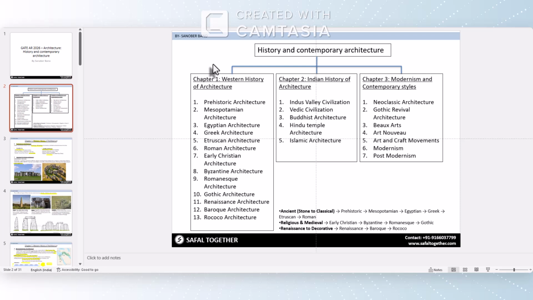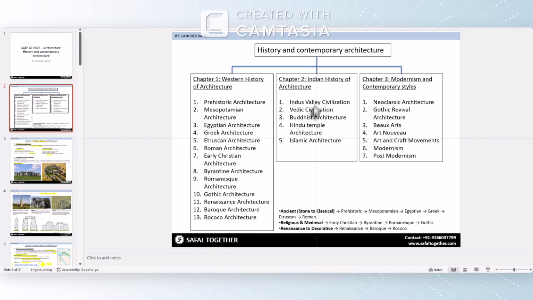What you will learn: in my complete course at Safal Together, we'll cover the entire history in a structured way. There will be three chapters: Chapter 1, Western History of Architecture; Chapter 2, Indian History of Architecture; Chapter 3 includes Modernism and Contemporary Style. In Western History of Architecture, we'll be dealing with prehistoric architecture, Mesopotamian architecture, Egyptian architecture, Greek architecture, Etruscan, Roman, early Christian, Byzantine, Romanesque, Gothic, Renaissance, Baroque, and Rococo.